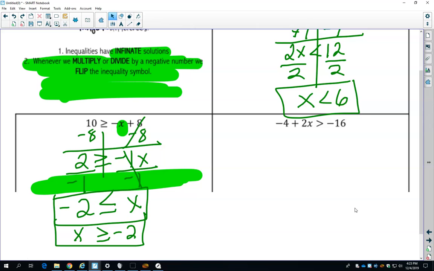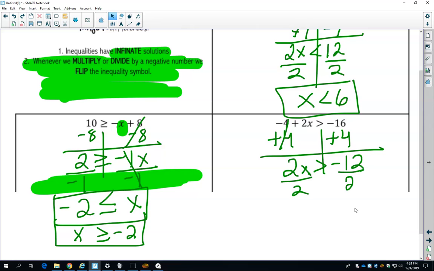All right, next one. We're going to add 4 to both sides. This cancels out. 2x is greater than negative 12. Divide both sides by 2, and x is greater than negative 6. And we didn't flip here. We didn't have any multiplication or division by a negative.